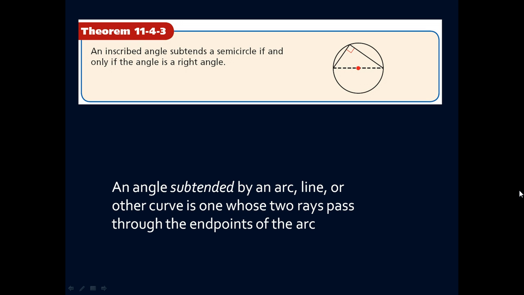Another theorem: an inscribed angle subtends a semicircle if and only if the angle is a right angle. An angle subtended by an arc, line, or other curve is one whose two rays pass through the endpoints of the arc. So in this case, if we have a right triangle, it will hit the endpoints of the diameter, which gives us a semicircle or half circle.